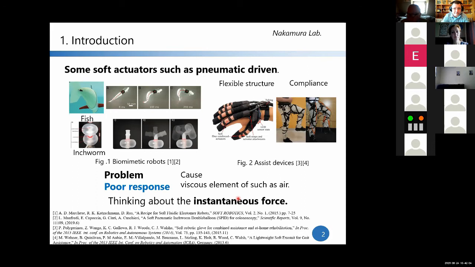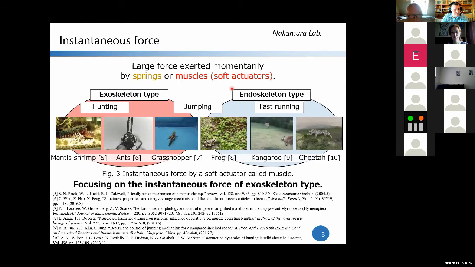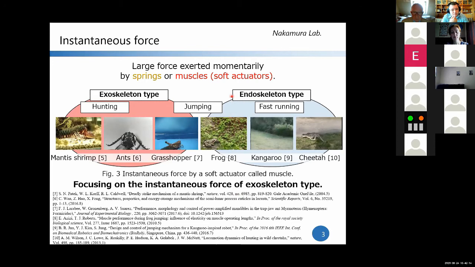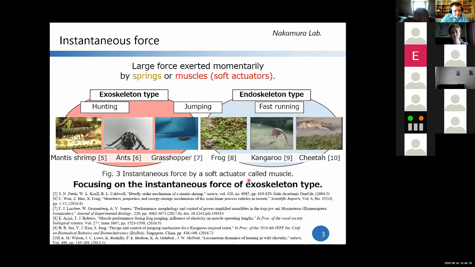The instantaneous force means the large force exerted momentarily by springs or muscles, which is one of the soft actuators. Figure 3 shows an example of instantaneous force generated in the animal world. These living things are divided into the exoskeleton type and the endoskeleton type. Mantis shrimp and ants hunt, grasshopper and frog jump. Kangaroo and cheetah run fast with the instantaneous force. Here, I paid attention to the instantaneous force of the exoskeleton type.